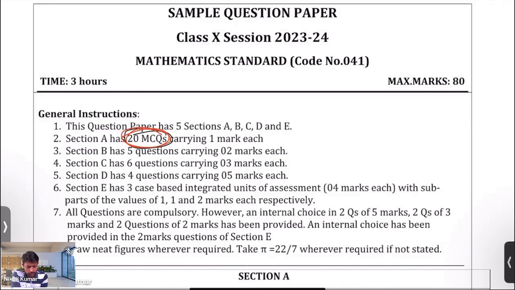Then in section B, you have 2 mark questions. You have 5 questions. In section C, you have 6 questions of 3 marks each. In section D, you have 4 questions of 5 marks each. You can go through the question paper pattern and the general instructions. Go through this once on your own. Okay, let's get started with the questions now.